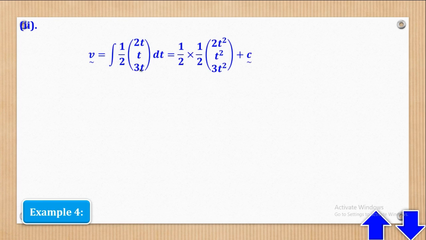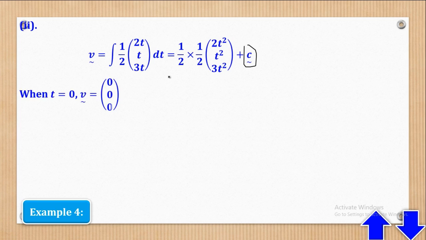So when I integrate this, this a half will remain here. Then when I integrate, this will be t squared over 2, and this will be t squared over 2, and this will be t squared over 2. So this will be t squared over 2 times 2, and this one t squared over 2, and this one t squared over 2 times 3. So the denominator is pulled out to bring this a half, so that I remain with 2t squared here, and t squared here and 3t squared here. Then plus the constant of integration, which is c, but it has to be in vector form.